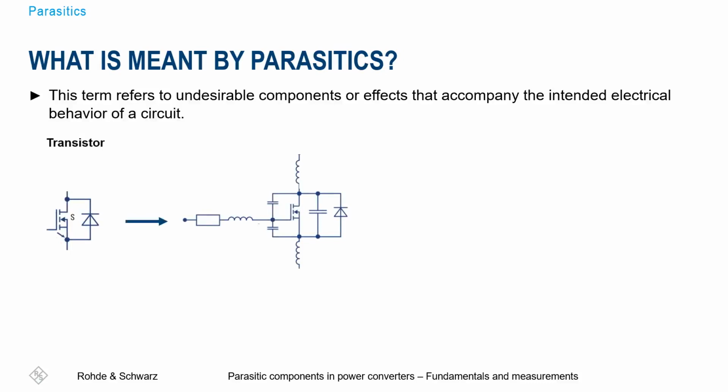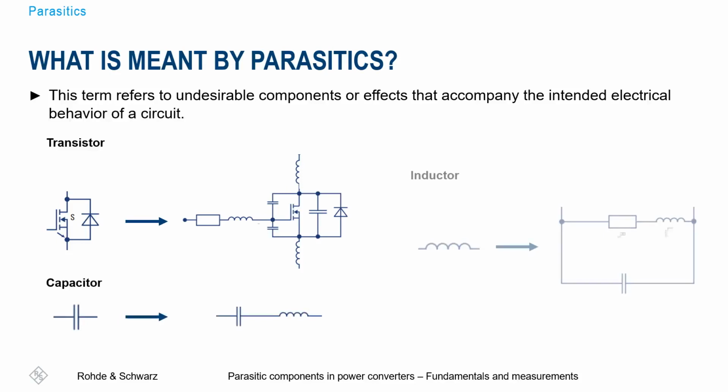For example, we have here a transistor, and we can see the model with its parasitics. We can see that the complexity increases, as well as with the capacitor and the inductor. So it's really important to consider both cases, the simple model and the model with parasitics, because it will increase the complexity in our circuit.